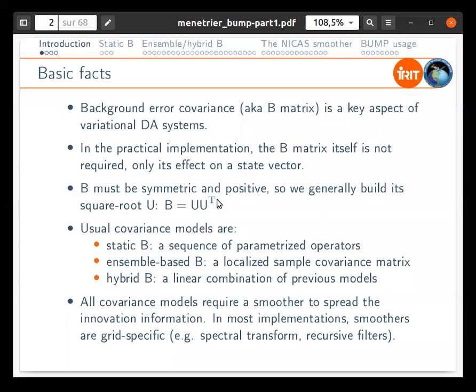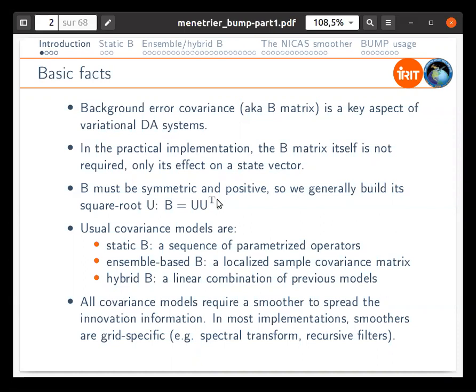We don't need to store the whole background error covariance matrix. Well, actually we can't because it's really, really big. If your model state is like 10 to the 12 or 10 to the 9 elements, the B matrix would be 10 to the 18. So we can't store or evaluate this kind of matrix. What we need for variational systems is just to be able to apply B on a state vector. And that's all we need to do.